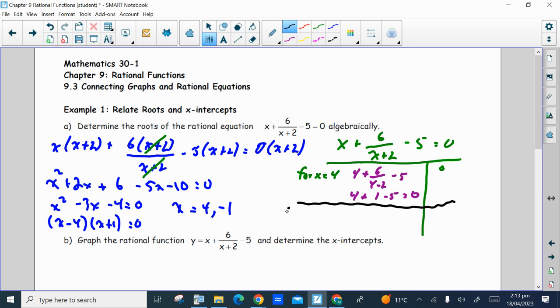And now we'll check for x equal negative 1. We're going to have negative 1 plus 6 over negative 1 plus 2, take away 5. Negative 1 plus 2 is 1. 6 divided by 1 is 6. So negative 1 plus 6 minus 5 also equals 0. So they both work.